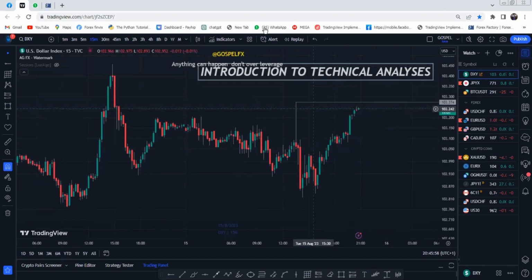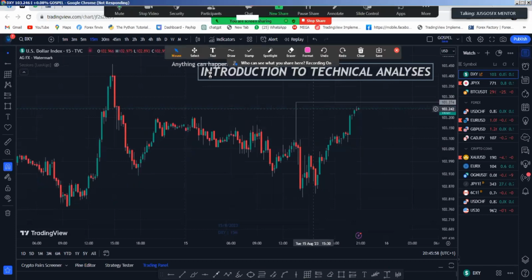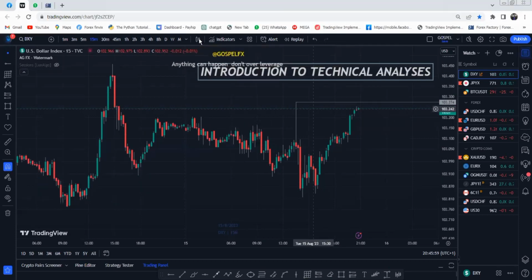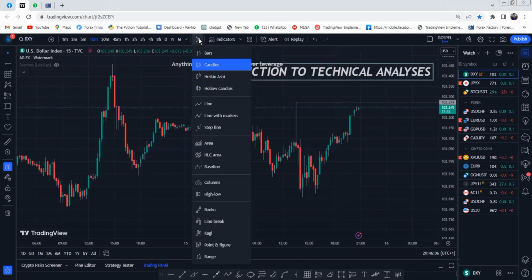All right, so we have so many types of charts, but the one that we are going to use is just candlesticks. It's easy to understand, and easy to see what is going on.